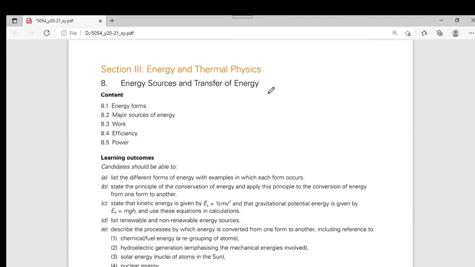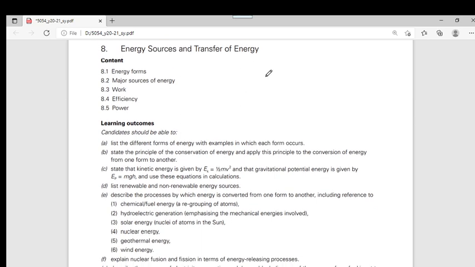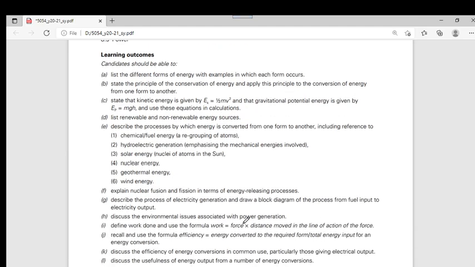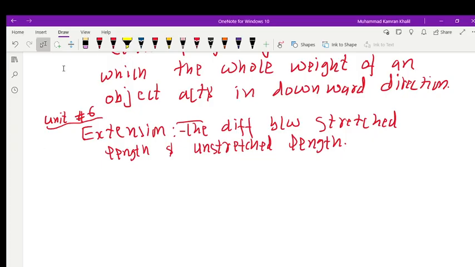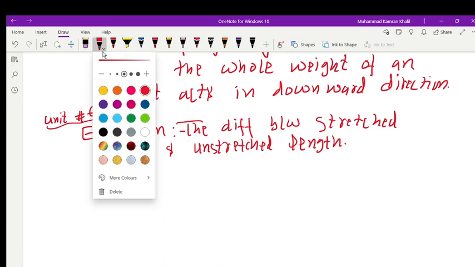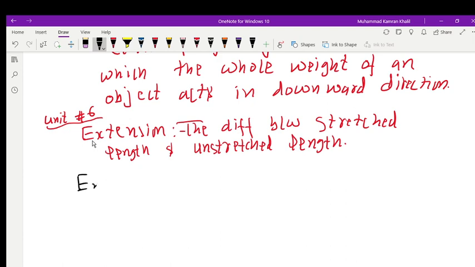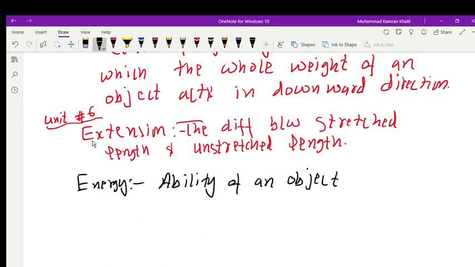Now move towards the next topic, the energy. Energy is the ability of an object to do work is called energy. So for the definition of energy: ability of an object to do work, that is called as energy.